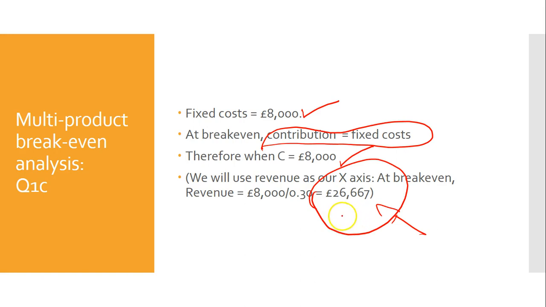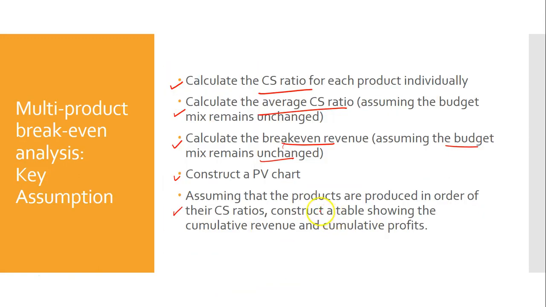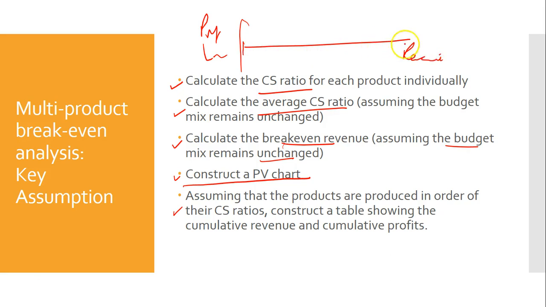Now, the next task, if you go back a little, is to construct this profit volume chart. Because we're dealing with different types of products, we can't have units on the chart, since we've merged everything into one. So we can have revenue on the x-axis. It's the same thing, really. The relationship is linear, so we can plot profit or loss on this axis with revenue on this.